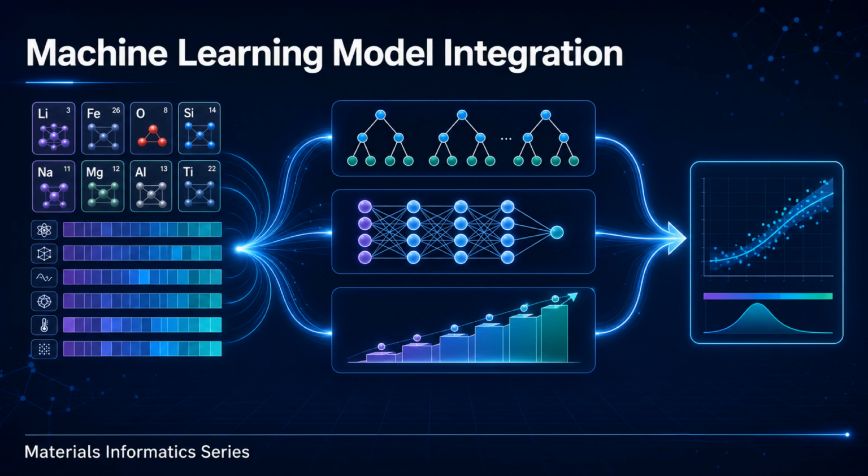Welcome to Chapter 4, where we integrate composition-based features with machine learning models. We've learned how to generate features. Now we'll master the techniques to train accurate predictive models. This chapter covers scikit-learn pipelines, model selection, hyperparameter optimization, and interpretation with SHAP values.